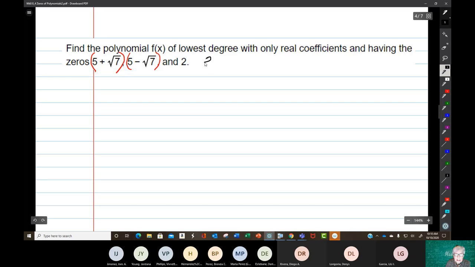Okay, so 2 is a rational zero. The value of rational zeros is that you know immediately what they equal exactly. When you've got irrational zeros, the closest you're going to get is a calculator approximation. So it's so much better to be able to have an exact answer.